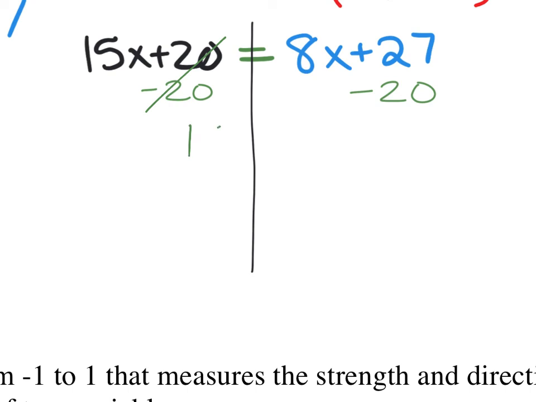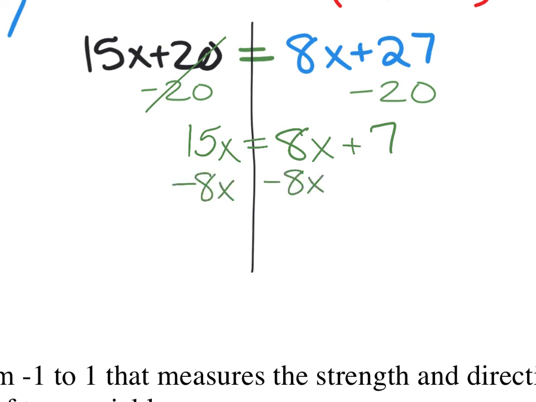My next line says 15x equal to 8x plus 7. I still need to balance this out. 27 minus 20 is 7, by the way. That's where I got that from. I need this 8x to move to the x side. What's the inverse of being positive 8x? Negative 8x. Great. These x's are the same, so I can subtract 15 minus 8. 15 minus 8 is 7. So this is going to be 7x equal to 7.